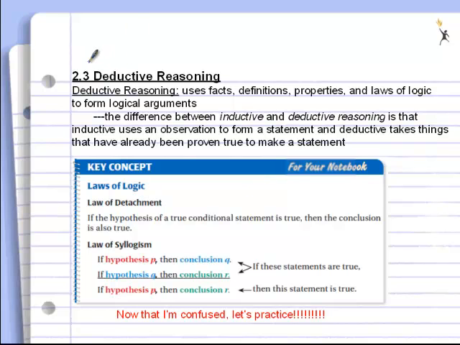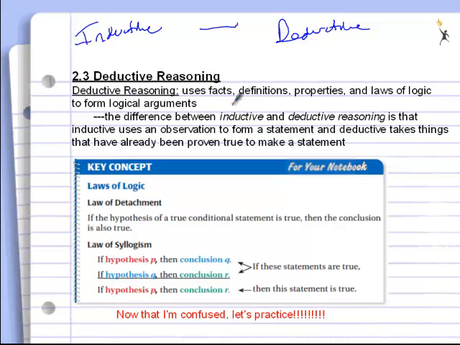Okay, in section 3 of chapter 2, we're going to talk about deductive reasoning. A couple sections ago, we talked about inductive reasoning, and today it's going to be deductive. Deductive reasoning uses facts, definitions, properties, and laws of logic to form logical arguments.